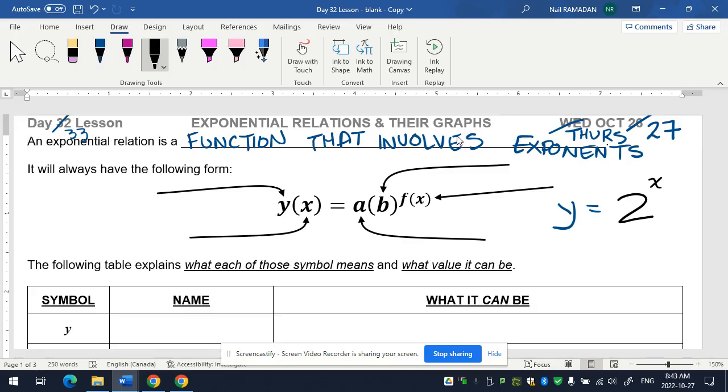Okay, so let's talk about the structure, or the anatomy, if you will, of this thing. Okay, what do you call the y? Is it the horizontal or the vertical axis? All the time. The vertical axis.